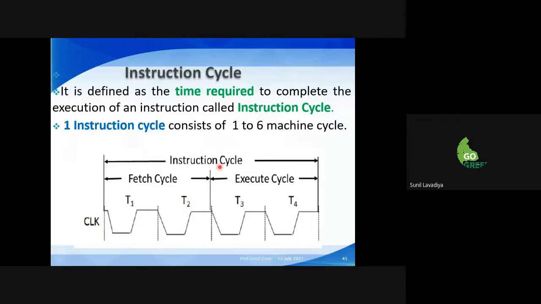Okay. Is it clear about T-state, machine cycle and instruction cycle to everyone? Yes. Which one is the biggest? Instruction cycle. Then machine cycle. Then T-state. Right. Very good.